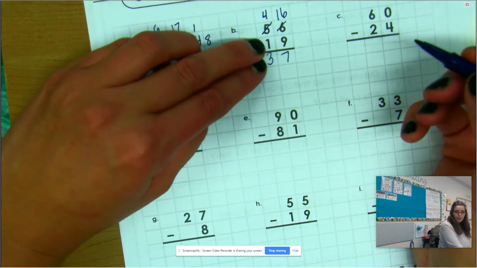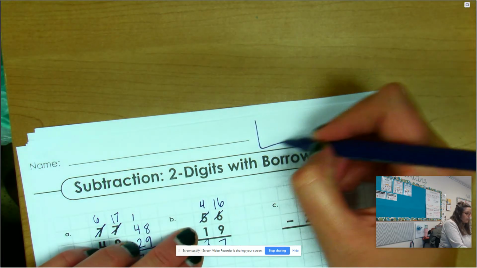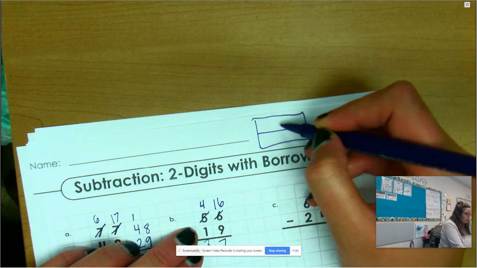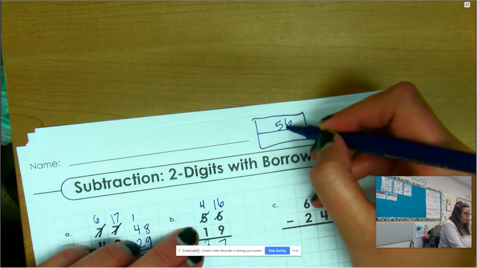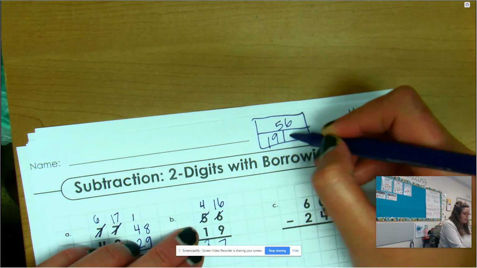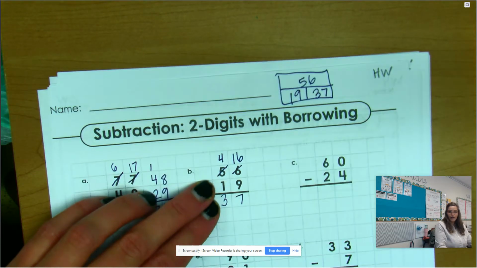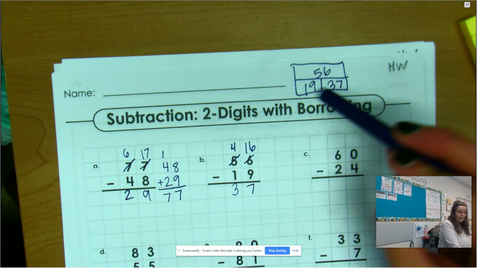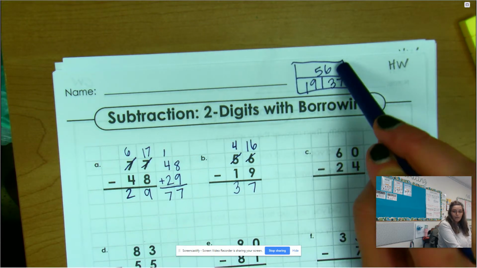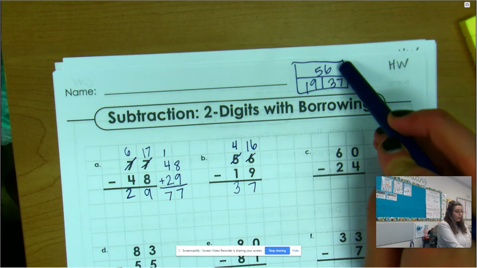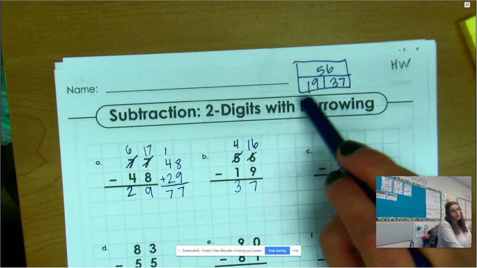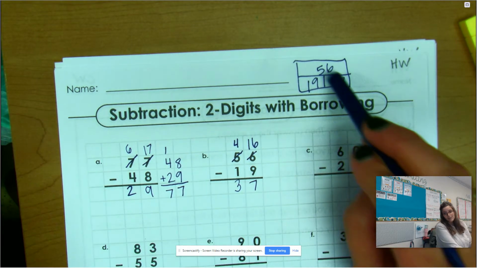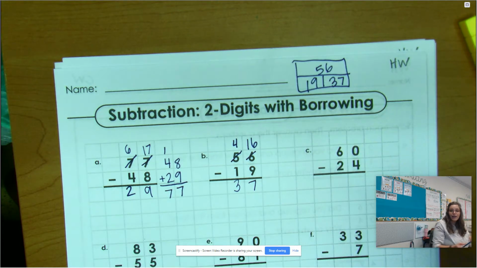All right, let's look at it if we add it together. These are our two parts. Remember, if we were to draw a part whole, 56 would be our whole, and 19 and 37 should be our parts, right? So I could do 19 plus 37 and it's going to equal 56, it's just a fact family, right? Or I could do 56 minus 19 and it equals 37. Or I could do 56 minus 37, it's going to equal 19. It's a fact family. They're all related through addition and subtraction.